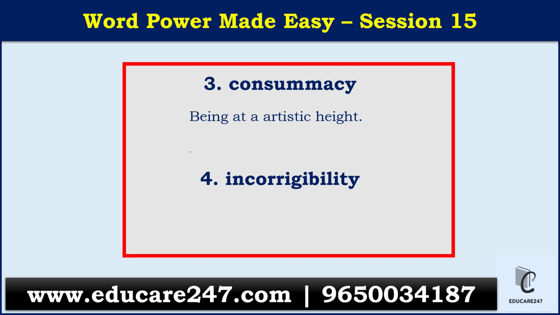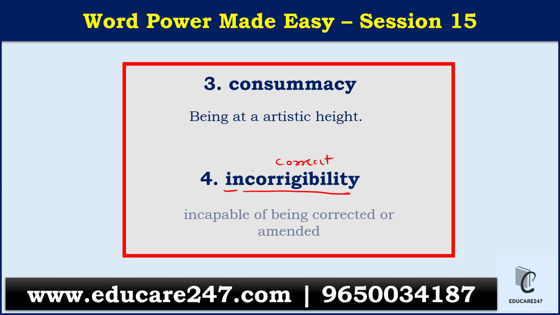Next we have incorrigibility. Corrigo was correct. So we add in here, so it makes it negative. Something which is not correct or something which couldn't be corrected. So incapable of being corrected or amended will be termed as incorrigibility.